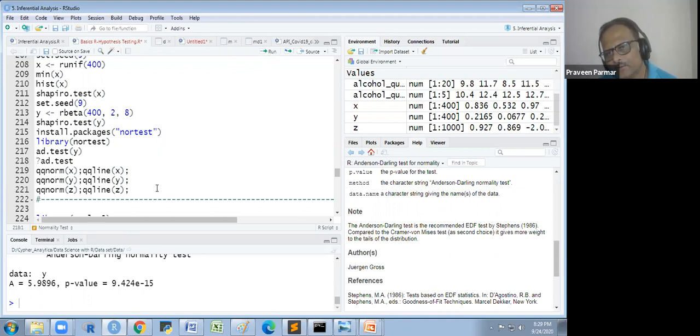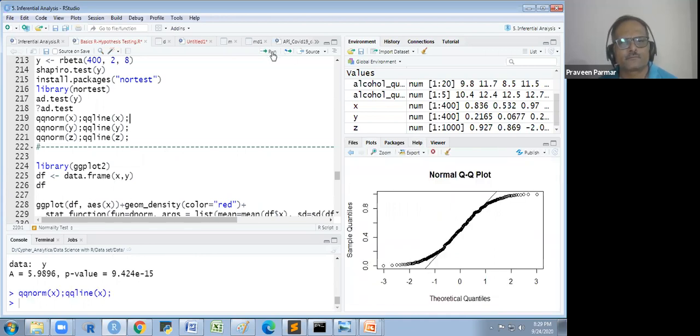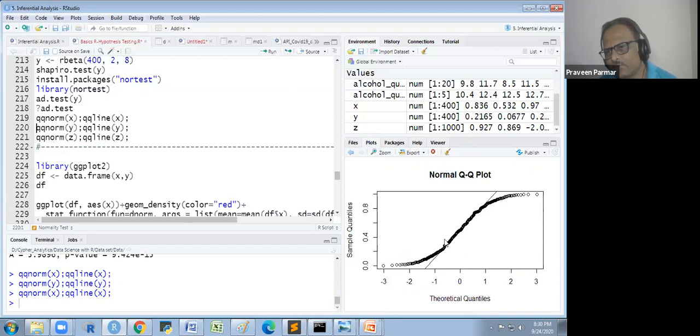Okay, this is the normal QQ plot, quantile-quantile plot we are watching here. This is for X. We are making the QQ norm, QQ line for X here. It is showing that X is not normally distributed. The points are not all on this line. Okay, they are outside the line here, also away from the line.